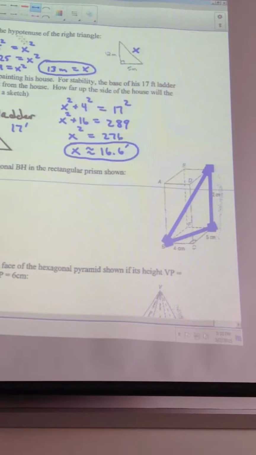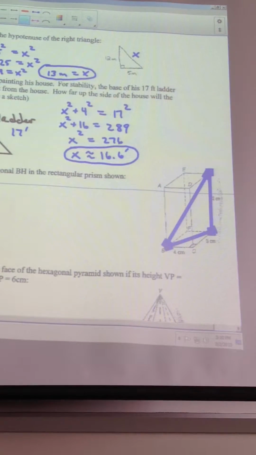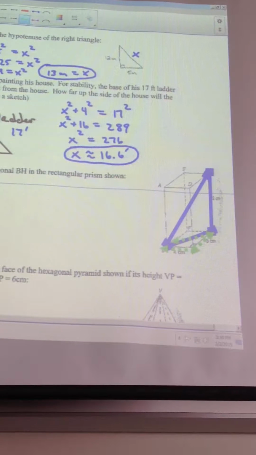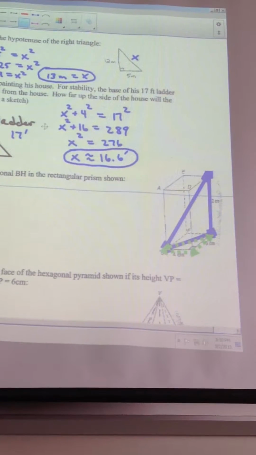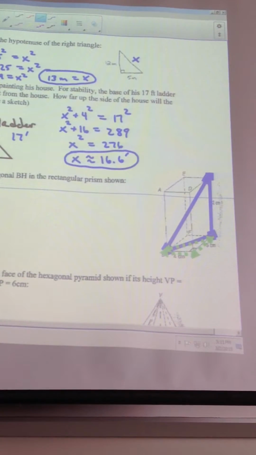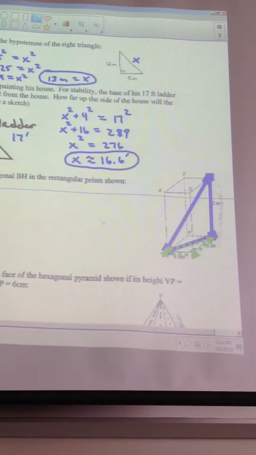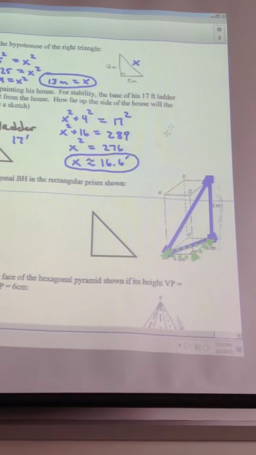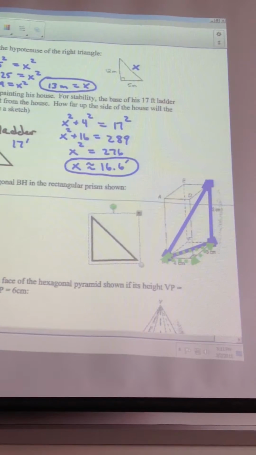In order to find that one, we have to go along the bottom and create a second right triangle. So, we have two different right triangles that we are looking at. The first one is one that I am going to pull from the floor of this shape, and let me spin this around so it looks a little bit more like what we're looking at.